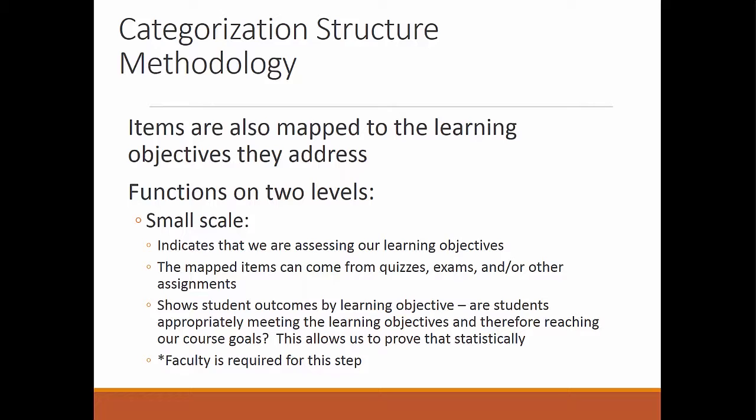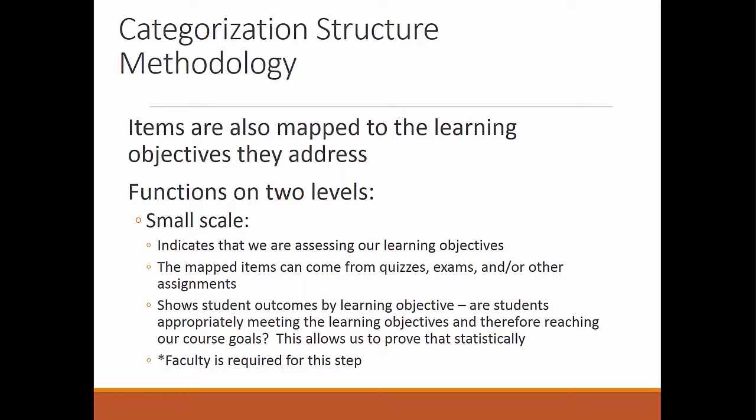So that's a really broad way of looking at it, because we want to look at the really big themes in our curriculum. But on a small scale, we map them to learning objectives. So every item we try to map to the one or several learning objectives that it addresses in the curriculum. So it shows that we're assessing our learning objectives. Obviously in education, you want to have your learning objectives. You want to teach in a way that is addressing your learning objectives, and then we want to show that we're assessing those learning objectives. This can be quizzes or exams, really any type of assessment that occurs in ExamSoft we can map to these items. And it shows student outcomes by those learning objectives.